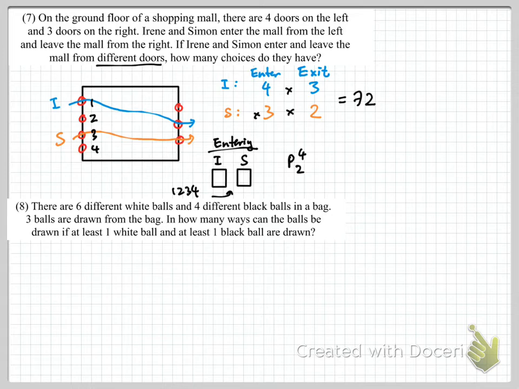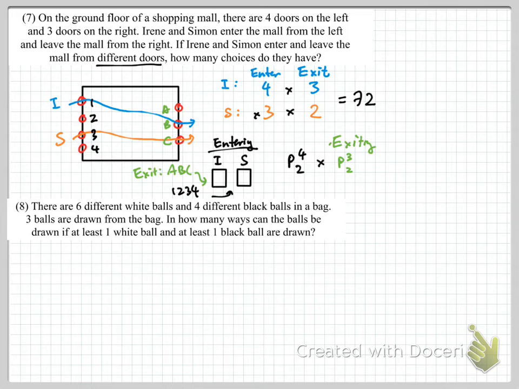Irene can use 1 and Simon use 3, or vice versa, Irene use 3, Simon use 1. They are different, right? 3, 1 is not the same as 1, 3. So that's 4p2. Similarly, for the exiting, there will be 3p2. Imagine the doors being A, B, C. Once again you have 2 boxes, and you put A, B, C, the 3 doors, into the boxes Irene and Simon. So that will be 3p2.